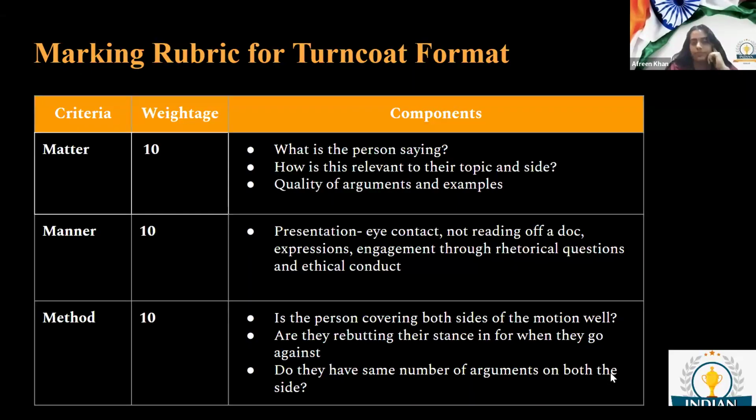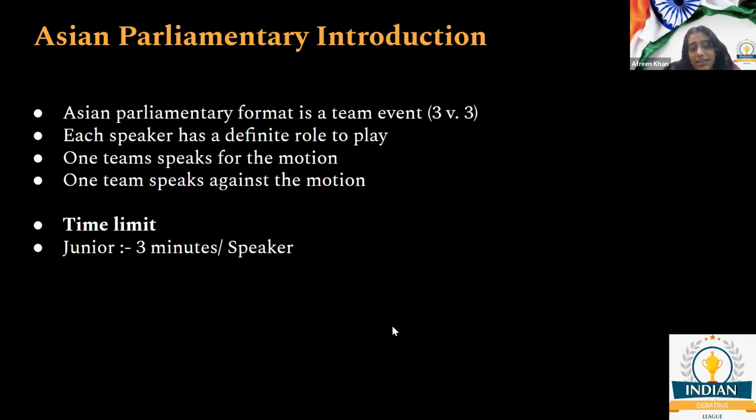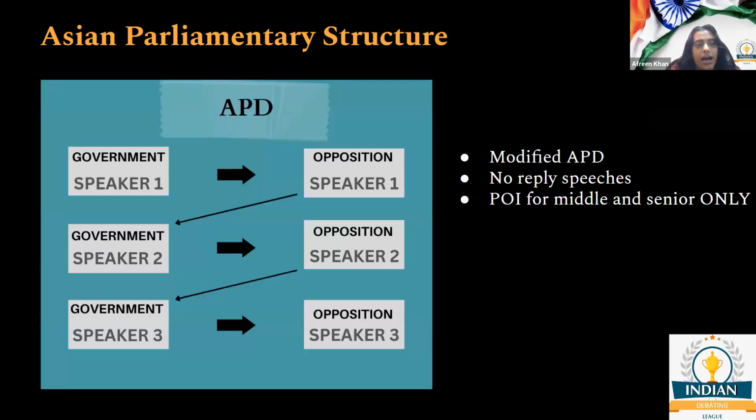All right. So this is APD. I think recap we've already done. One team speaks for the motion, one team speaks against the motion. Time limit for one speaker is 3 minutes. This is the structure. Proposition speaker 1, then opposition speaker 1, proposition speaker 2, opposition speaker 2, speaker 3 from proposition, and then opposition speaker 3.